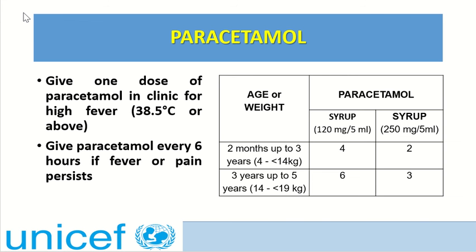About the painkiller, we can give paracetamol 6 hourly. The most commonly available concentration is 120 milligrams per 5 ml. In the age group between 2 months and 3 years, we can give 4 ml. For the age between 3 years and 5 years, 6 ml.